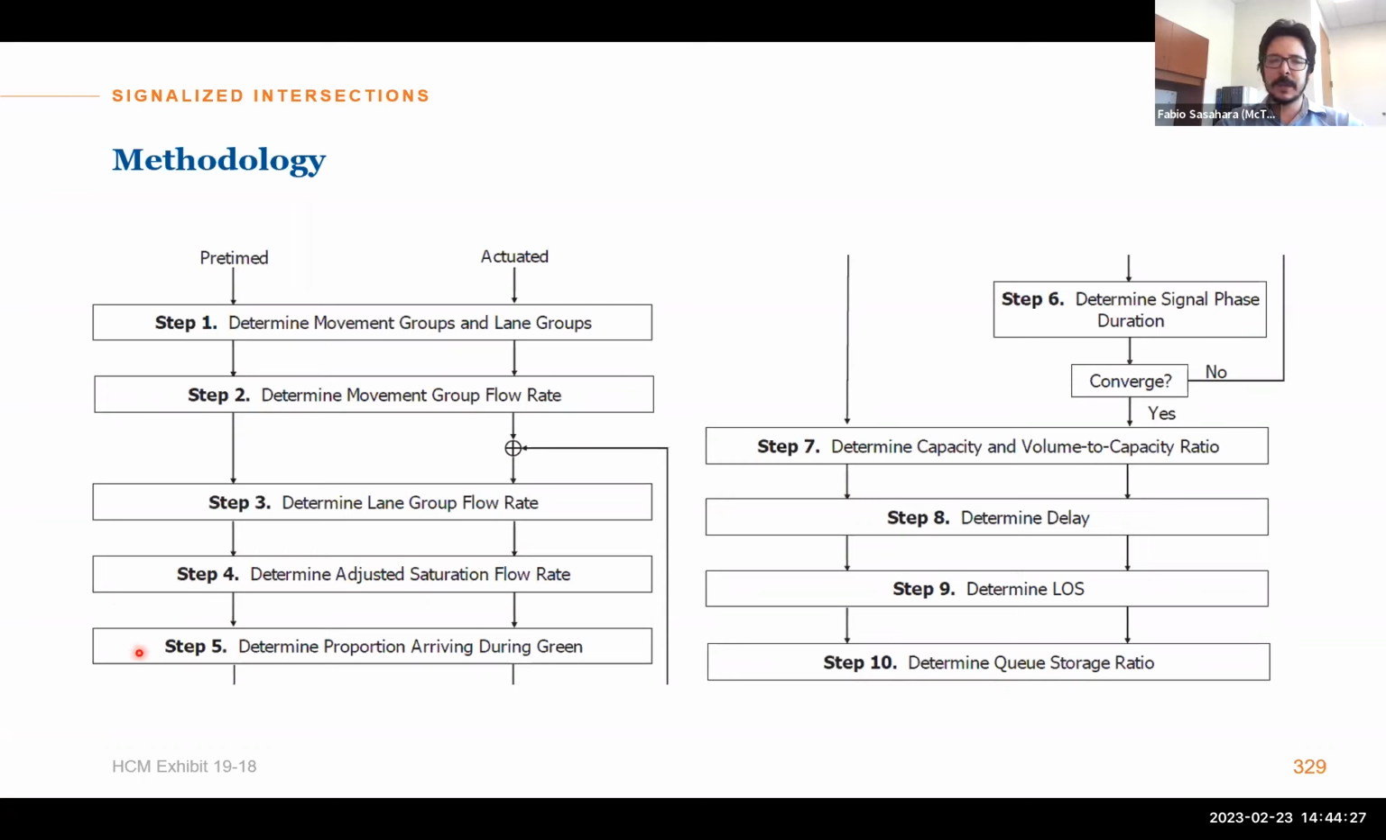Proportion arriving during the green, that's related to those arrival types and progression. And at the end, we have steps similar to the other intersections. We compute capacity, check it against demand, compute control delay as our service measure. We can aggregate into different bases, as we discussed before, determine level of service, and at the last step, we compute our queues, okay?